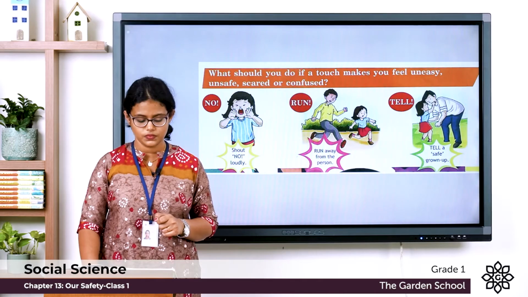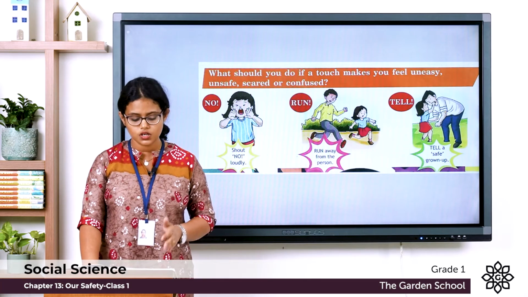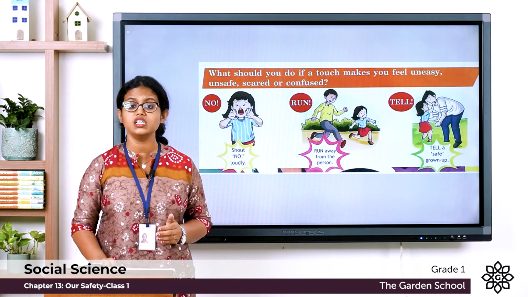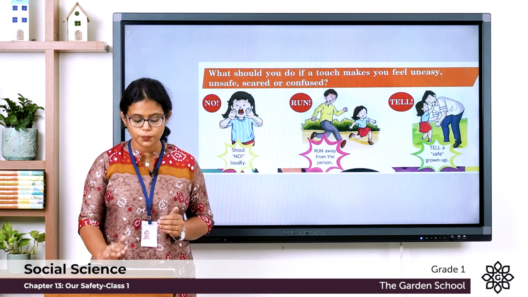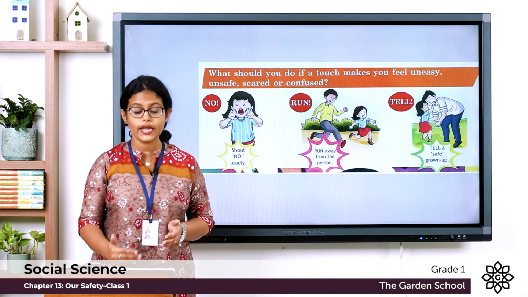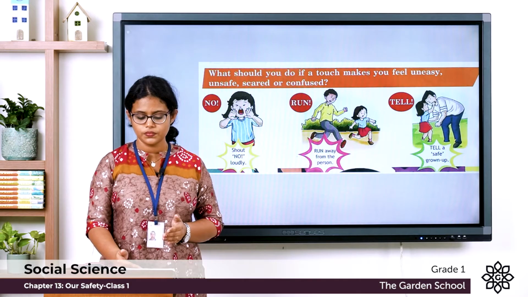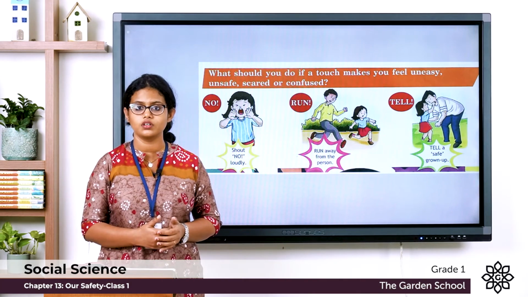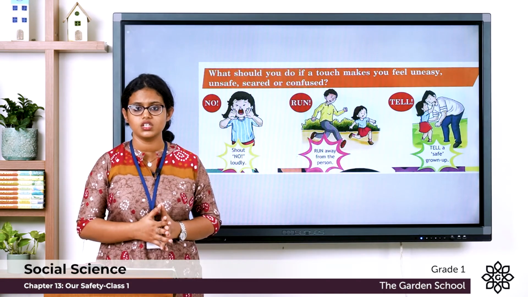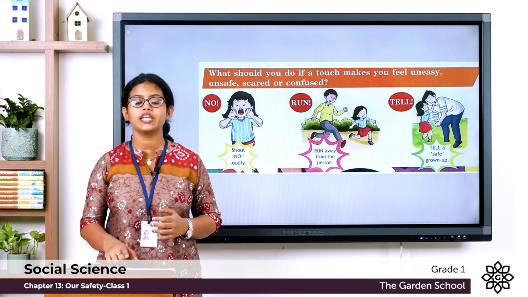Let's get started. There is a question given: point out the unsafe thing or habit or person that you should avoid in the illustration given above. You can see an illustration here and you have to point out the unsafe thing, habit or person, and why it is unsafe. See the first one. Here you can see an iron box and it is switched on. What happens if you touch this iron box? It is very hot. If you touch it, you will get burned. So it is unsafe.